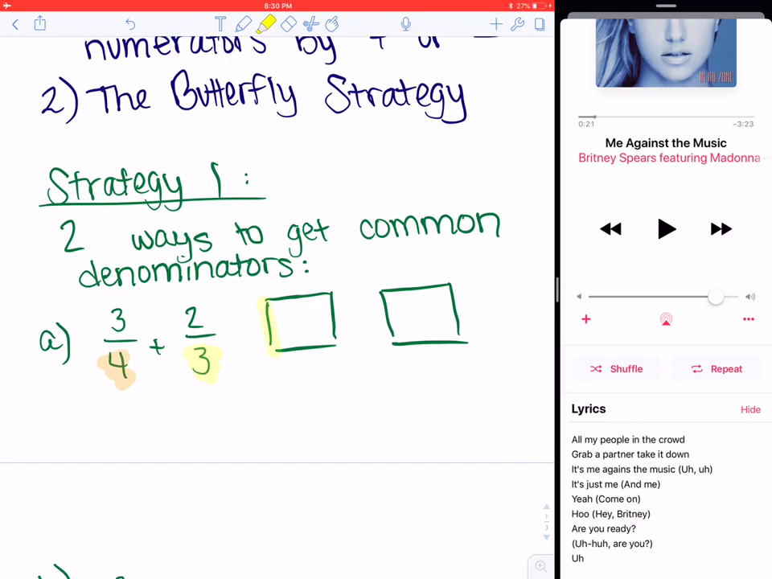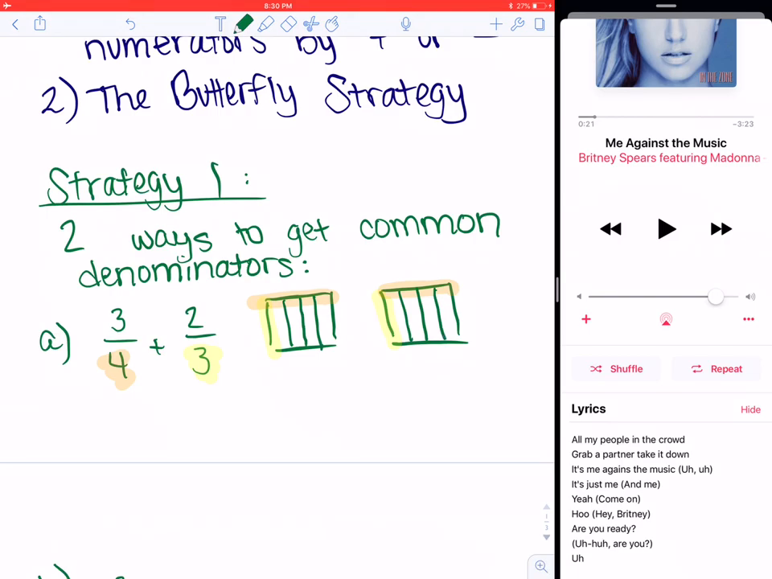So for my denominator of 3, I'm going to split my table this way. And for my denominator of 4, I'm going to split my table this way. And this is what it looks like. So I need 4 columns. I have 2 fractions, so I'm going to make 2 tables or 2 pictures.